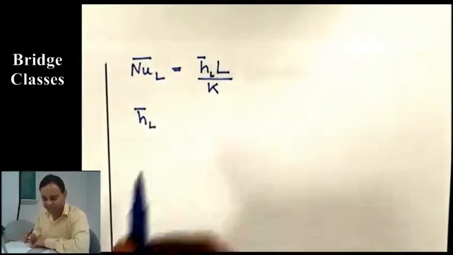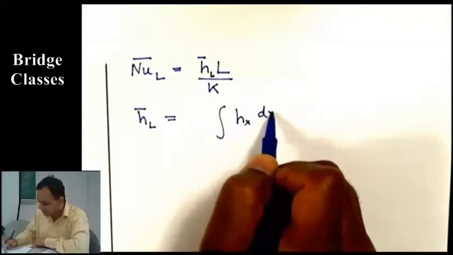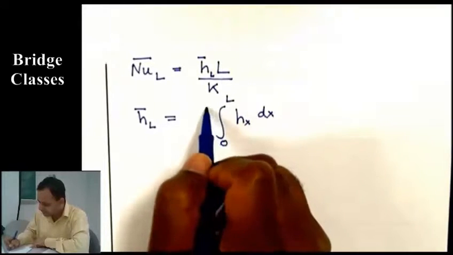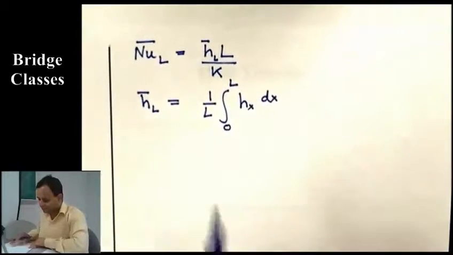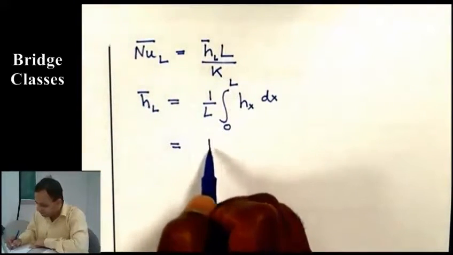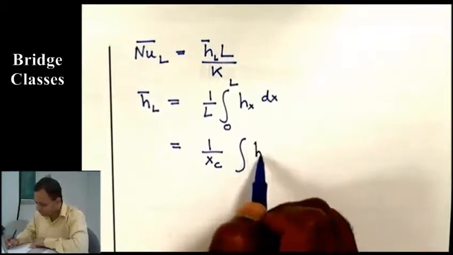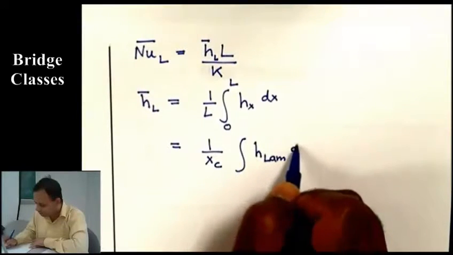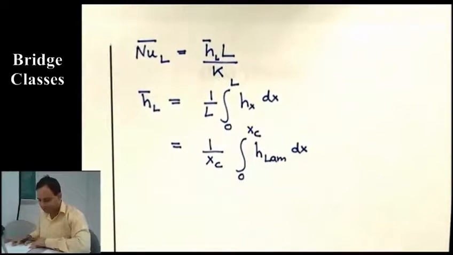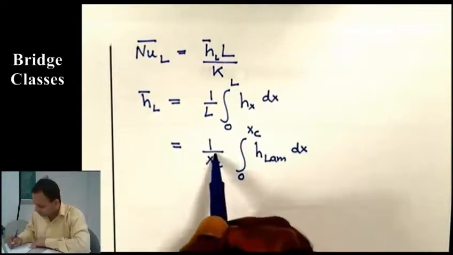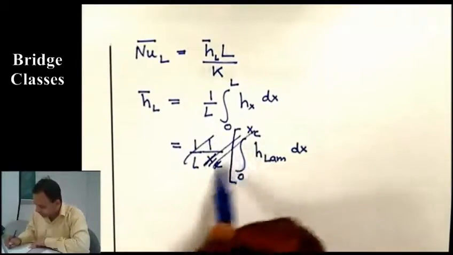If the boundary layer is mixed, so this will be integral hx dx as x goes from 0 to L times 1 over L. We have to basically integrate this expression. Okay. If the boundary layer is mixed, up to distance xc, boundary layer is laminar. So you are going to use the h value for laminar. Sorry, this won't be 1 over xc. Let me change this. It will still be 1 over L. Or let me write it again.